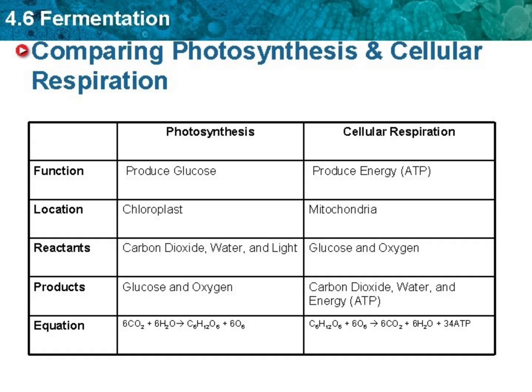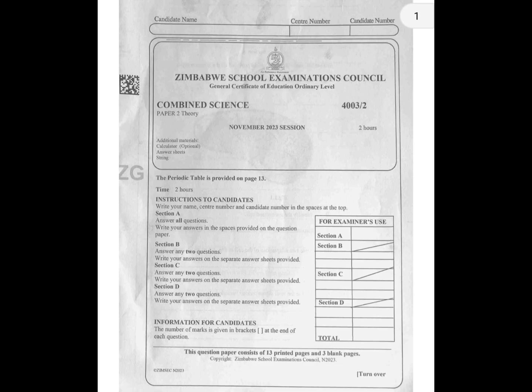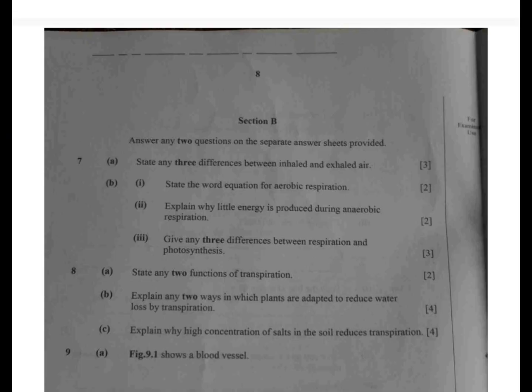Previously, we discussed the differences between respiration and photosynthesis. That was in November 2023, paper 2. We're not going to repeat this question again. So we now want to focus on the differences between inhaled and exhaled air. This is frequently examined in combined science, paper 2. In November 2023, it was on number 7A, part 1. It was saying, state any 3 differences between inhaled and exhaled air.